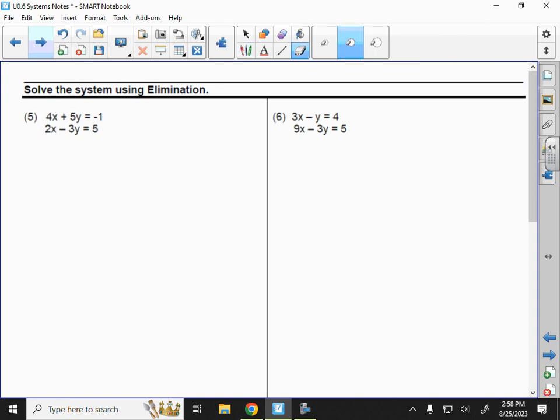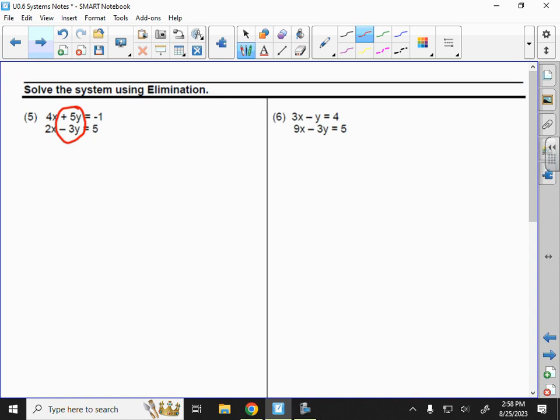Now, if I wanted to eliminate the y's, all right, I look at the 5 and the negative 3, I need to have those two numbers to be the same, but opposite signs. Well, they're already opposite signs. One's plus, one's minus. But the 5 and the 3 would need to be the same numbers.